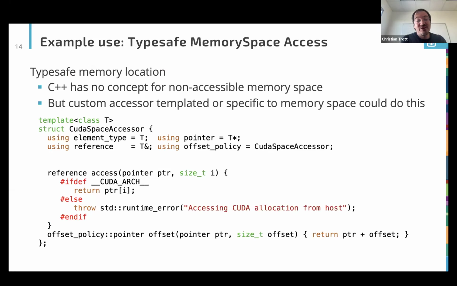One thing you can use that for, which is really useful in our case for heterogeneous computing, is type-safe memory space access. Now, the element type and the pointer type are just standard things, right? But what the access function can do is check whether you are actually on the GPU while you're trying to access that, and if not, throw an error. That way, your mdspan, which uses this accessor, can catch when you try to access the memory from the wrong side, and thus prevent invalid dereferences.